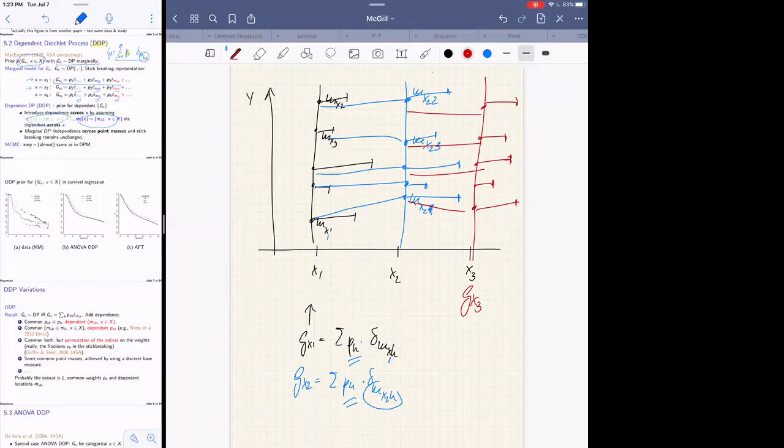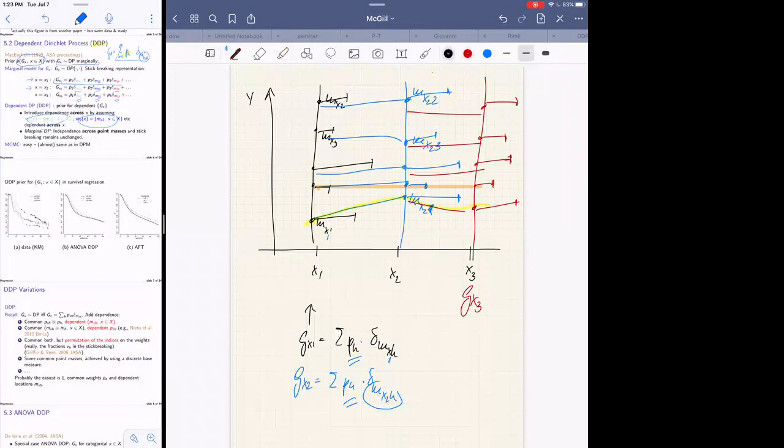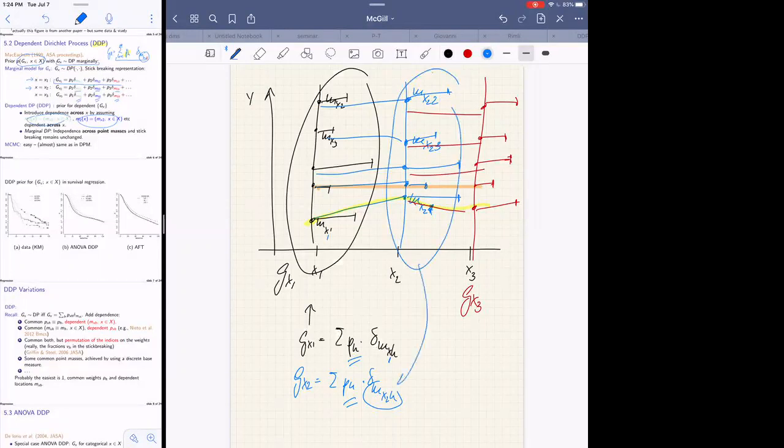And the important thing is that we make them dependent across the covariates, but maintaining independence across the atoms, right? In the end, what I have is I have here the Gx1. This is the Gx1. I have here the Gx2. And I have here the Gx3.